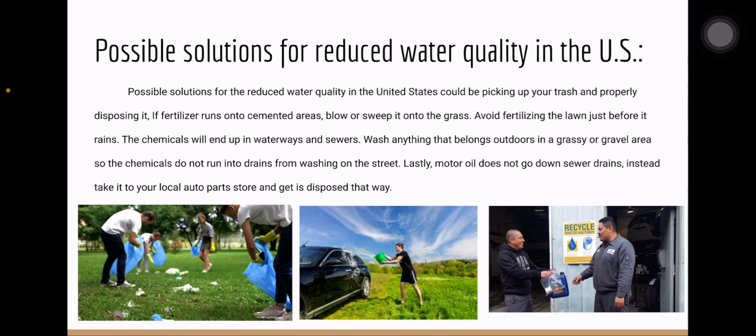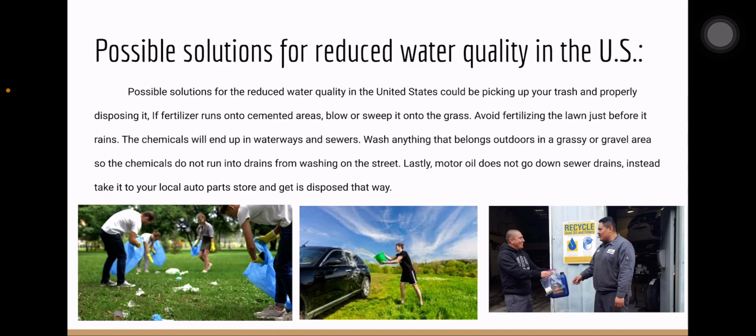Possible solutions for reduced water quality in the U.S. Possible solutions for the reduced water quality in the United States could be picking up your trash and properly disposing of it. If fertilizer runs onto cemented areas, blow or sweep it onto the grass. Avoid fertilizing the lawn just before it rains. The chemicals will end up in waterways and sewers if that happens.